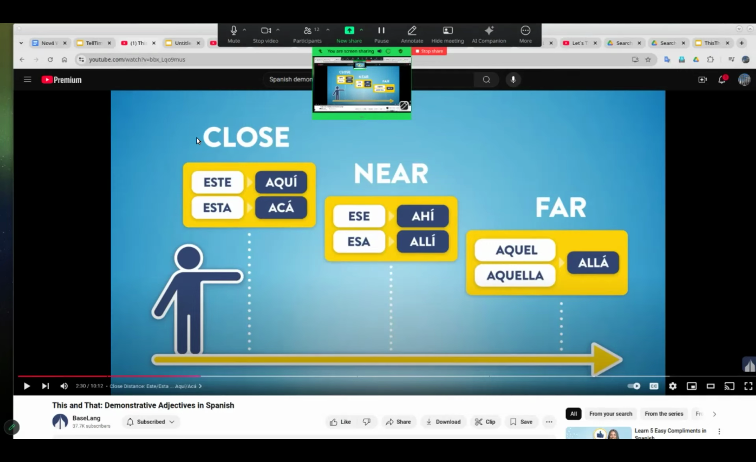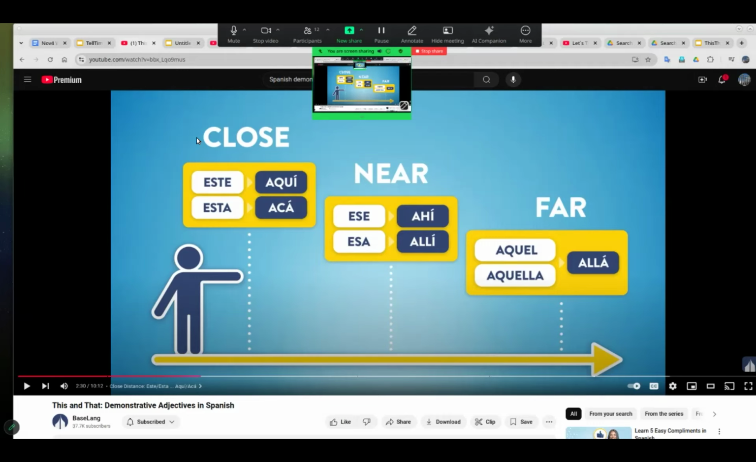There are people who will tell you different definitions of when we use aquí versus acá. Don't get tied up in that. It's not a big deal. Okay? No pasa nada. Doesn't matter that much. Aquí, acá indicate here. In that second category, that close, near, far.